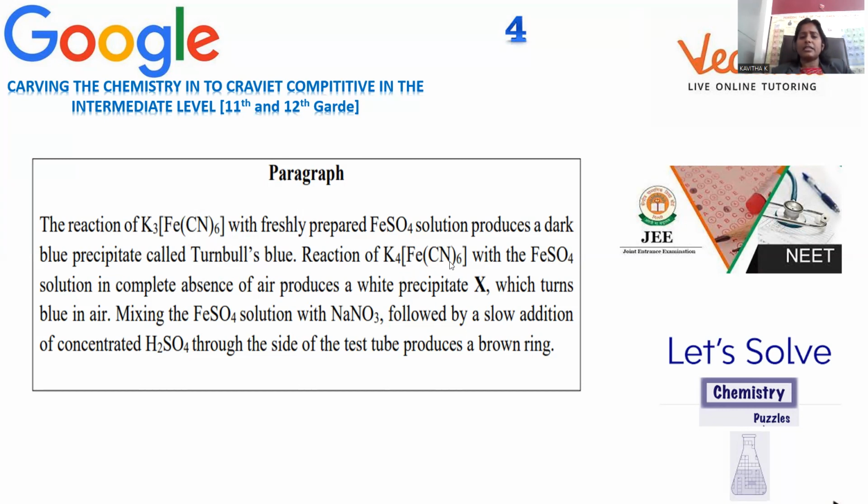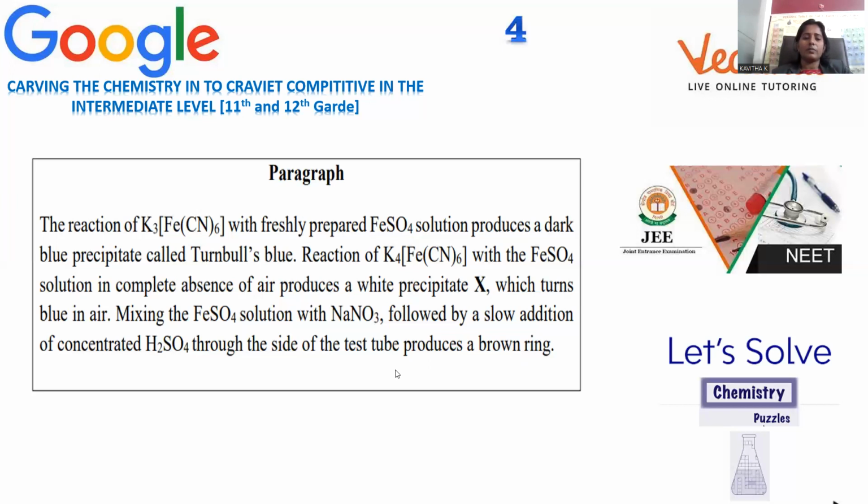Whenever this K4Fe(CN)6 is treated with FeSO4 solution in the complete absence of air, so in the absence of air we are treating, a white precipitate will be formed. So what white precipitate is formed, we need to identify, which turns blue in color. Initially it forms as a white precipitate. After some time, it will be converted into a blue color. Mixing with ferrous sulfate solution, with sodium nitrate, followed by slow addition of concentrated sulfuric acid through the sides of the test tube, produces a brown color ring. This is the complete description of the brown ring test.